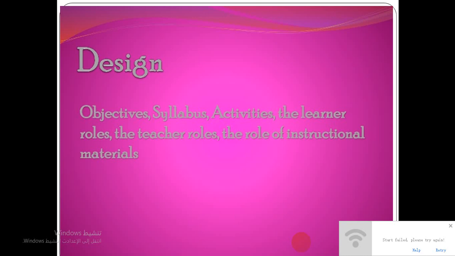Just in brief, let's say that reading is vital to people's lives. That's why, as teachers, we should do our best in providing appropriate approaches that will suit the needs of our students. Teaching them how to read is like giving them the opportunity to be someone, to be a wise reader. Design in this approach includes objectives, syllabus, activities, the learner roles, the teacher roles, and the role of instructional material.